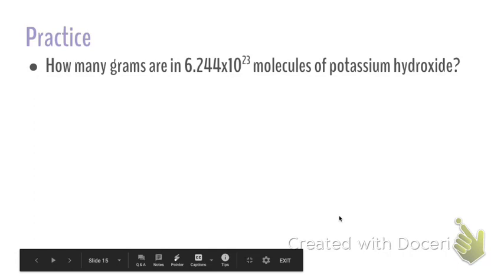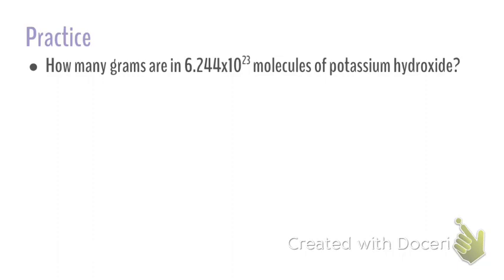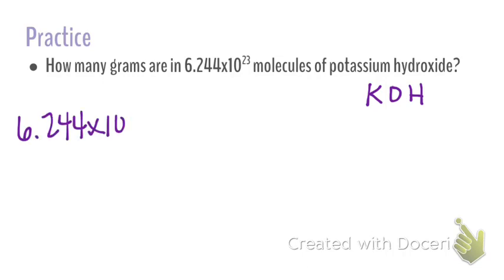Okay, here we go. Let's try this one. How many grams are in that many molecules of potassium hydroxide? Do we need to know the formula for potassium hydroxide? Yes, we do, because we're going to have to use molar mass. Anytime we say grams, we got to have molar mass. So our formula for potassium hydroxide is KOH. Good. I'm going to start with what I know. 6.244 times 10 to the 23rd. And you can't really abbreviate molecules that well. I usually stop it after the C, but if you abbreviate it MOL, that just means moles, right? So it's kind of hard to abbreviate.